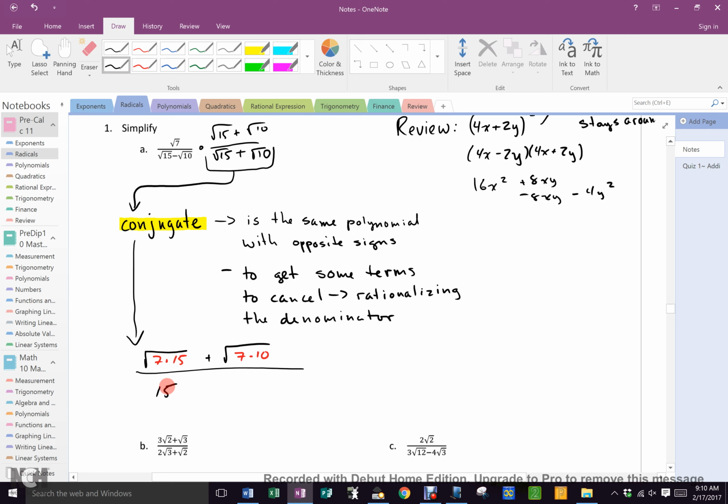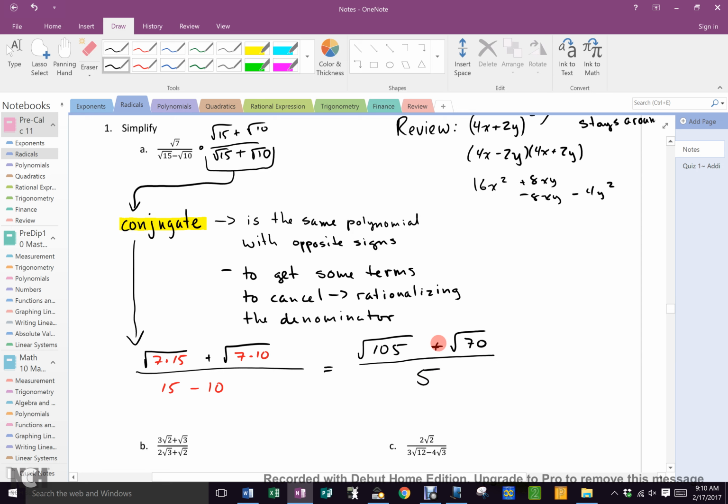No. 15 plus 10, right? 15, not plus 10, 15 minus 10, right? Because 15 times root 15 gives me 15. We know our middle terms are dropping out, and root 10 times root 10 gets me 10. And then, of course, I would simplify to root 105 minus root 70 over 5. Not 15 over 5 plus.